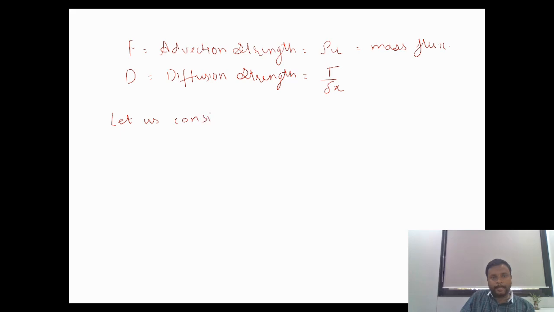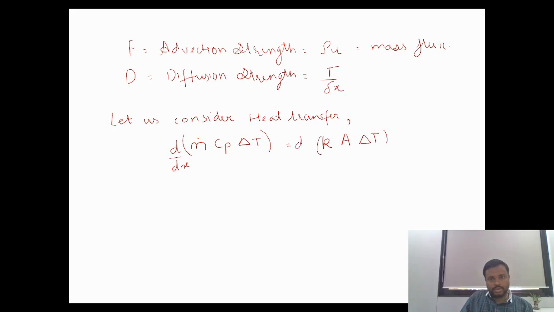In the heat transfer problem, we have the change in internal energy, which is m dot Cp delta T, which will always be equal to heat conducted. I'm talking about the gradient, so d by dx on both sides. By Fourier law, the heat conducted is K A delta T. This m dot Cp delta T is the change in internal energy, and this is the Fourier heat conducted.